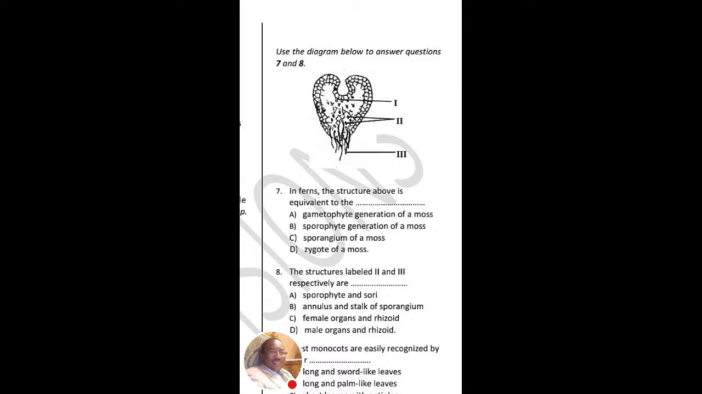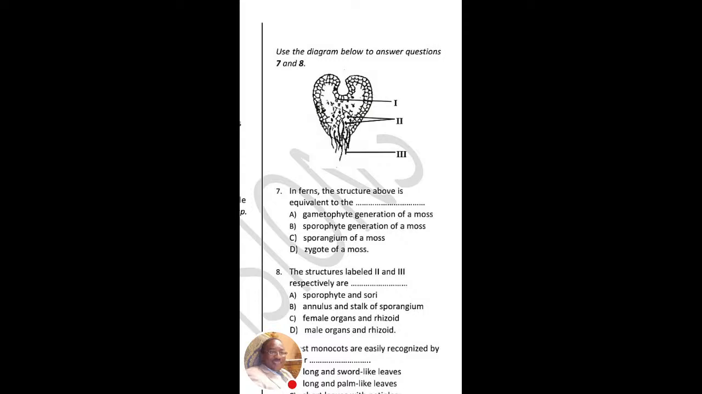In fern plant, the structure above is equivalent to A, gametophyte generation of a moss, B, sporophyte generation of a moss, C, sporangium of a moss, D, zygote of a moss. The correct answer is A, the gametophyte generation of a moss. Now, this diagram you see here is called the prothallus of a fern. That is the gametophyte generation of fern plant.